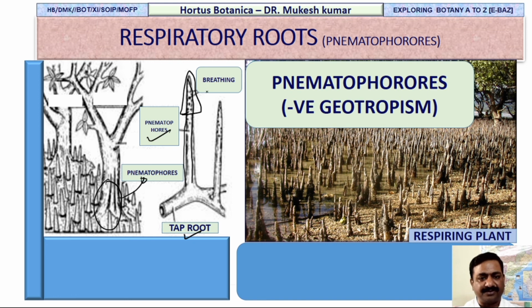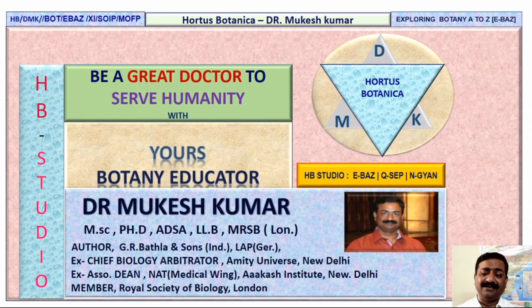These are the nematophores. Breathing pores are there, and see here also how the respiring plants, these respiring plants have these nematophores. See, water is present but not available as usual. So you can say physiological dryness is there. That's why it exhibits negative geotropism by nematophores, isn't it? So we have studied here the modification of taproot, the cause of modification, and different types of modified taproots, isn't it?